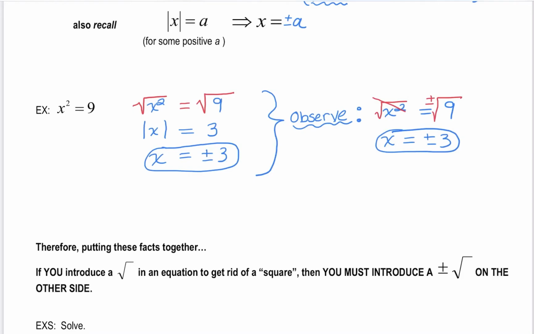And so now, putting these facts together, and again, this is what is called, and when you see it in the homework, what we have is something that's referred to as the square root principle, or sometimes property, for solving a degree 2 equation.